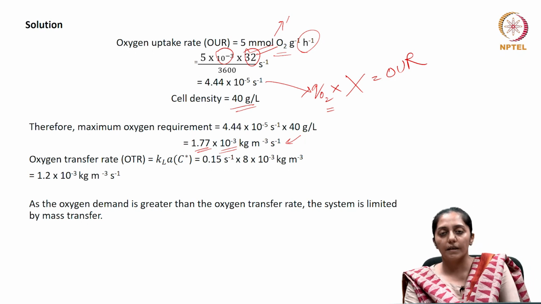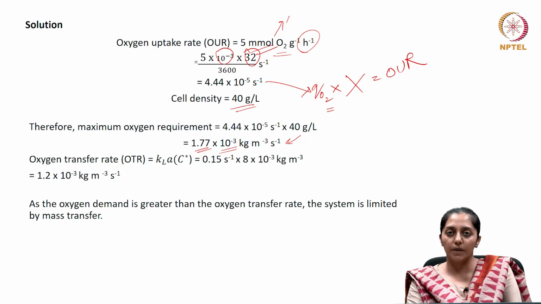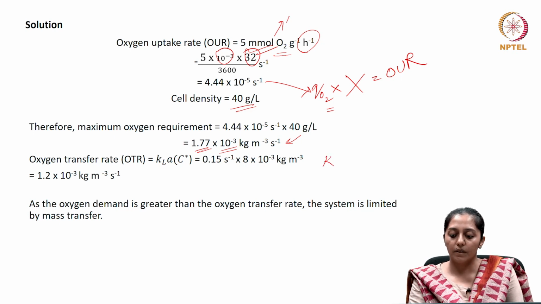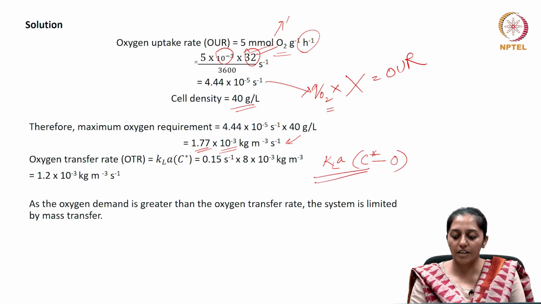So, in a reactor, the maximum rate at which oxygen can be transferred will be dependent on the KLa and the concentration gradient, which means the difference between the saturation, equilibrium concentration and the bulk concentration. So, the maximum gradient is when the bulk becomes 0. So, your maximum OTR possible is KLa times C star.